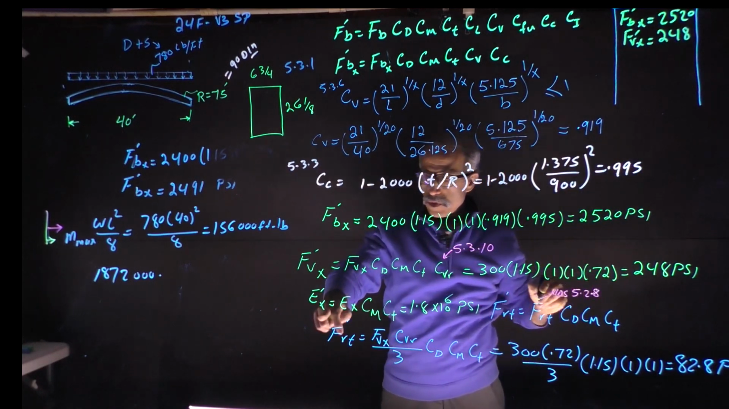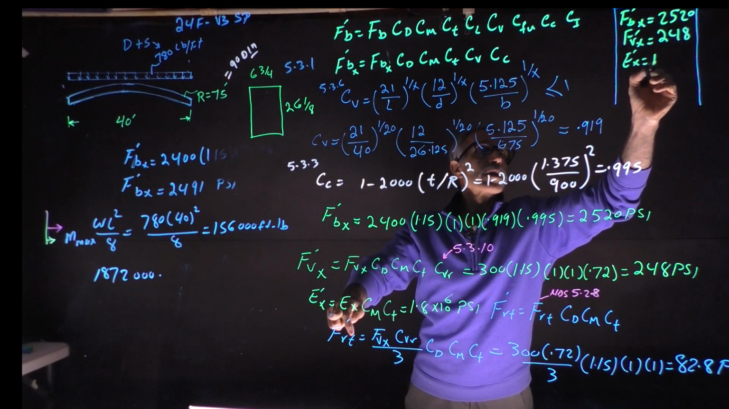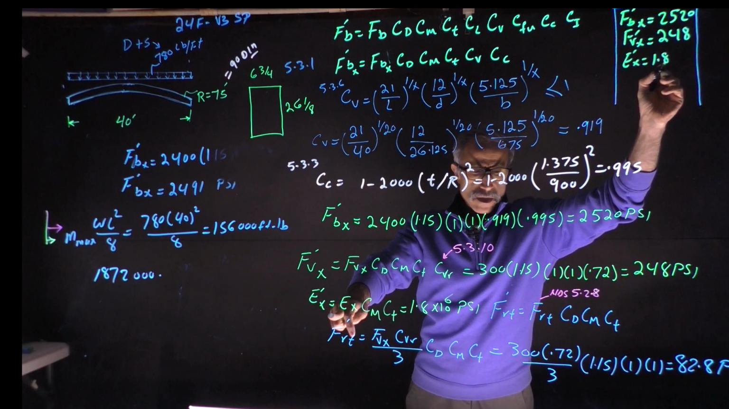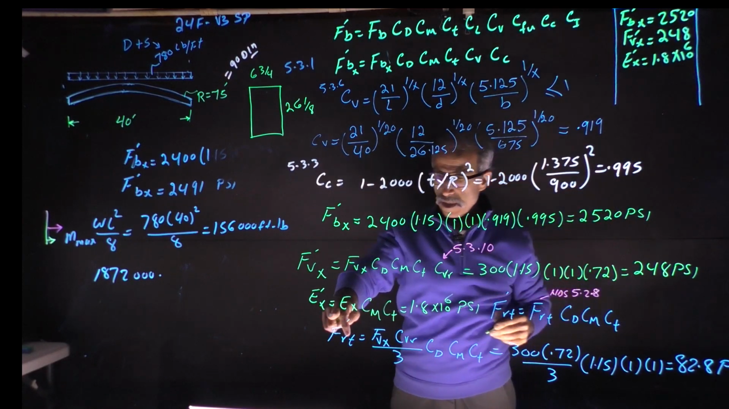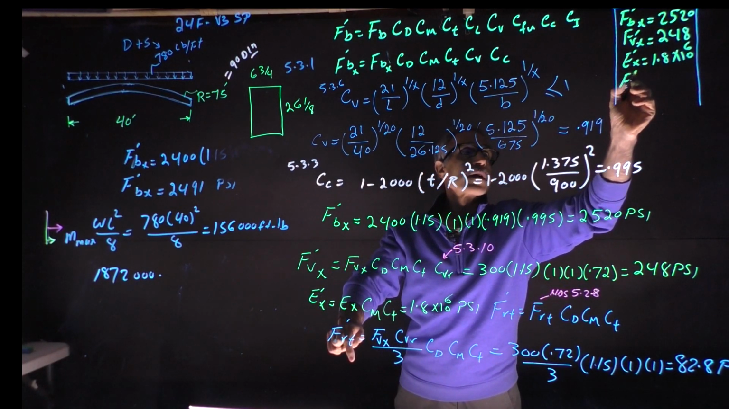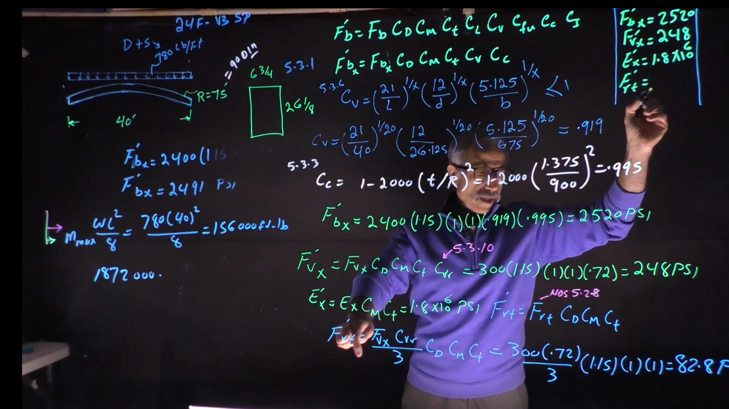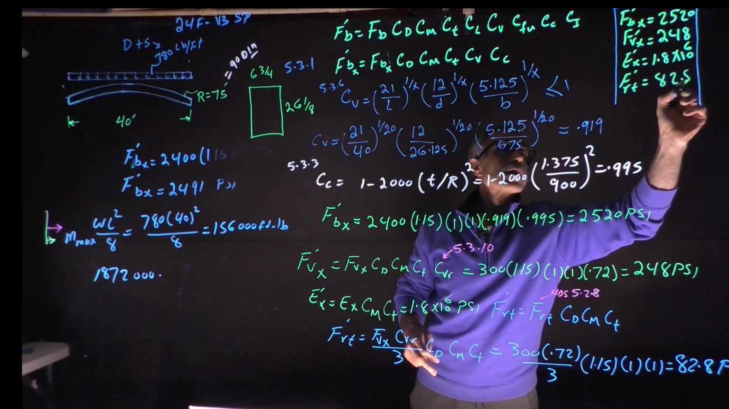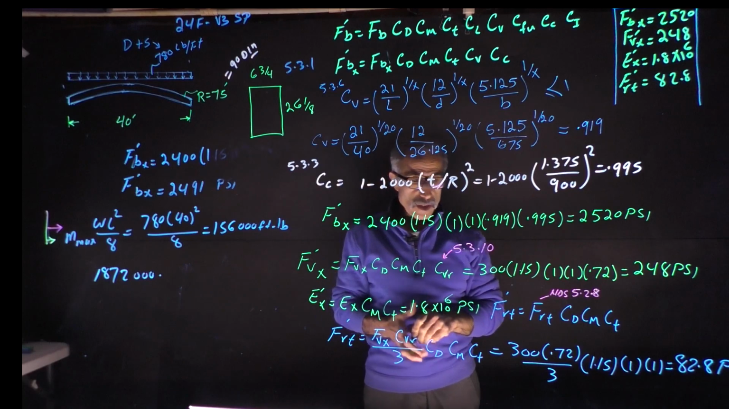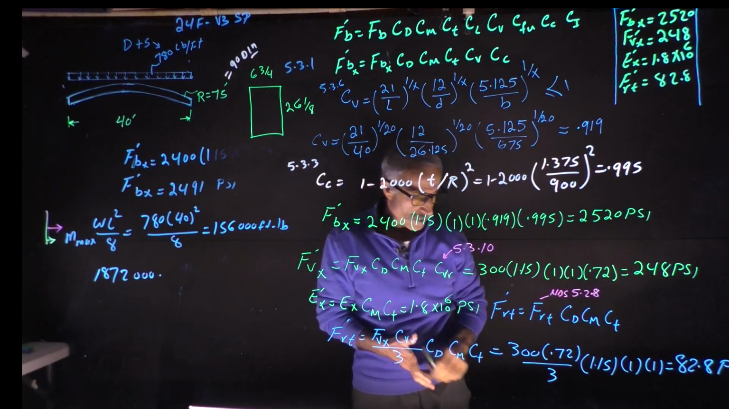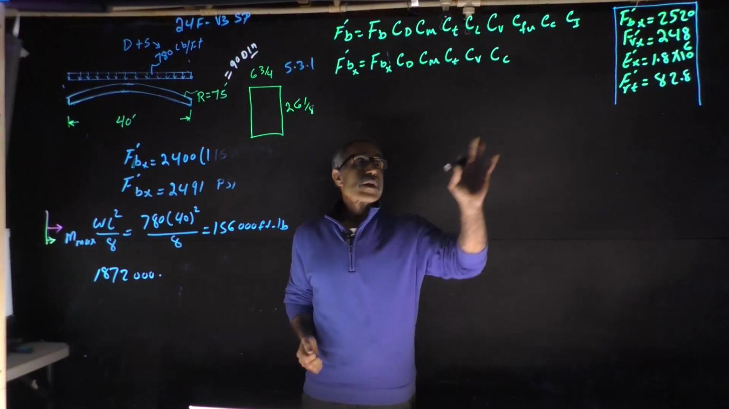And then the next one was E'x, which didn't change really, 1.8 times 10 to the power 6, and F'rt came out to 82.8 psi. I think I got everything, so I have to write these down because I'm going to erase this board. I need space. 1, 2, 3. Now we got all stresses.